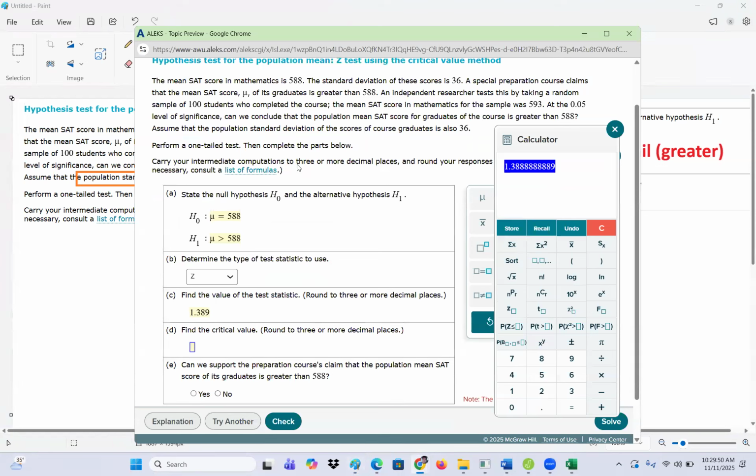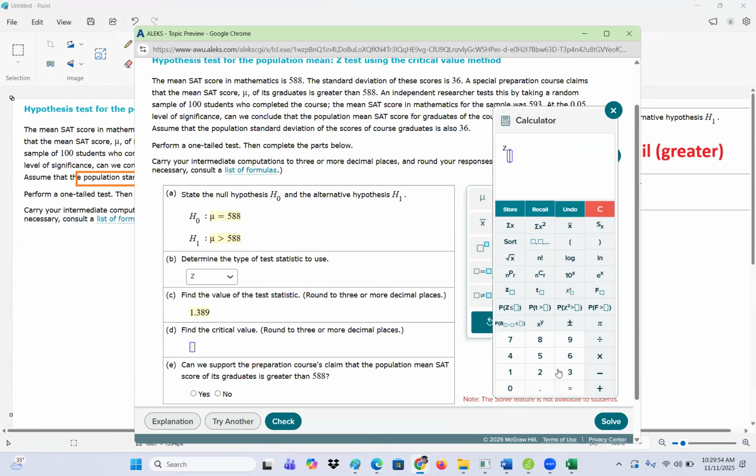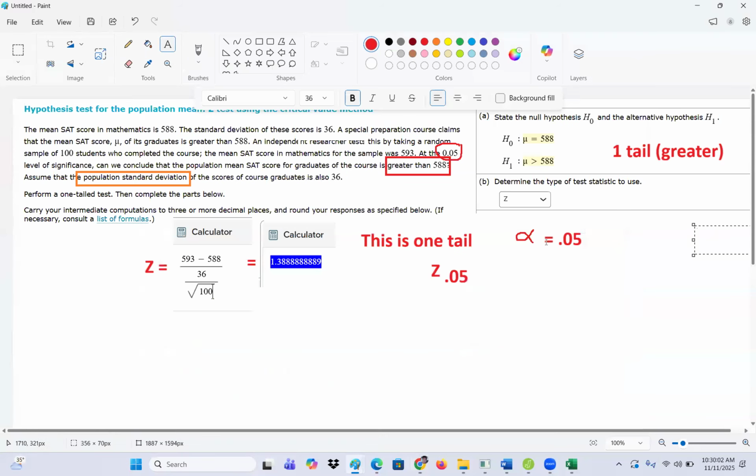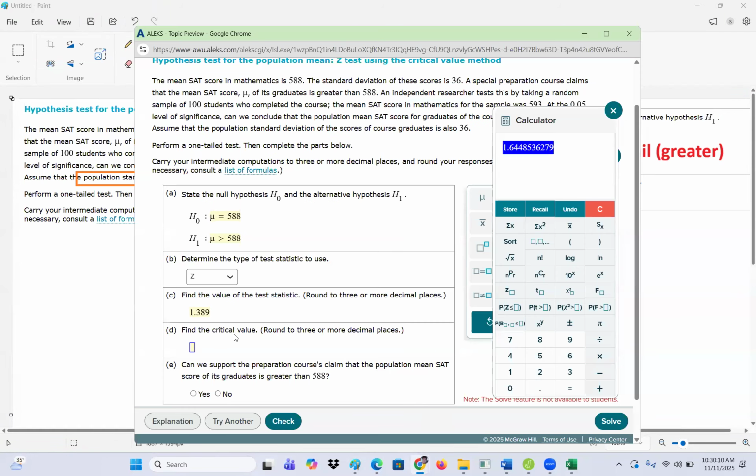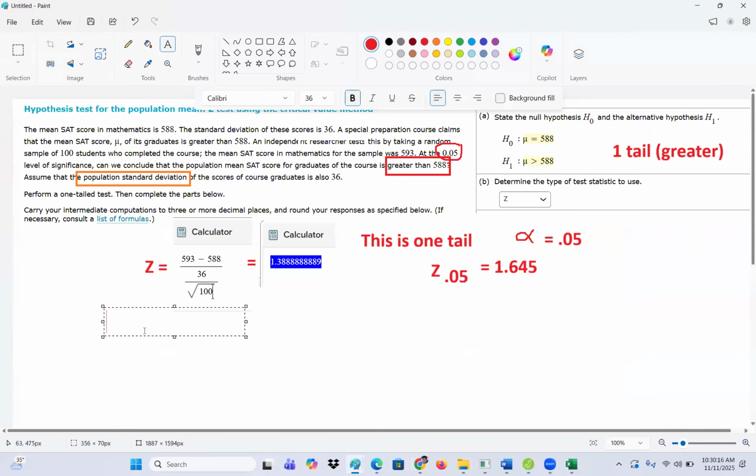Remember, if this is on the left tail, you change the sign to negative. Let's say 0.05, but I test on the left side, so you change that to negative 1.645 instead of 1.645. Here this is the right tail, so the answer is positive 1.645.